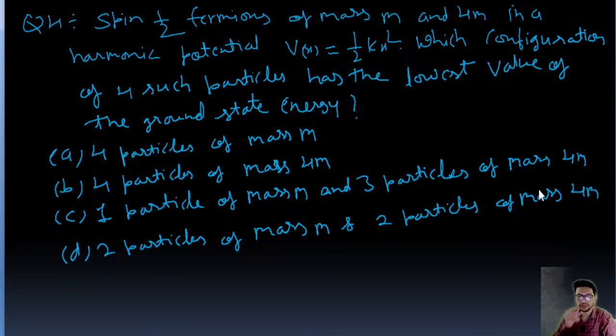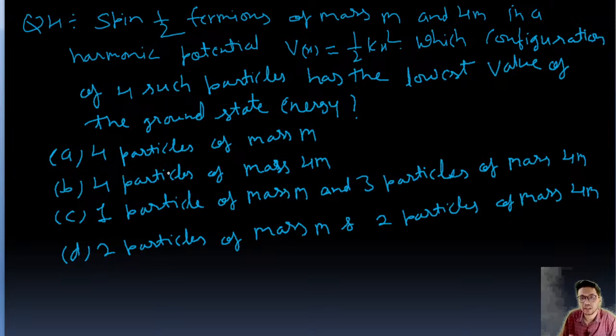I will read it for you. I will explain this question first. Okay, the spin half fermions of mass m and 4m. So there are spin half fermions, one of mass m and another of mass 4m. They are in the harmonic potential V(x) = (1/2)kx². This is given. Which configuration of four such particles has the lowest value of the ground state energy? First combination is given: four particles of mass m. We'll get the ground state energy for four particles of mass m.